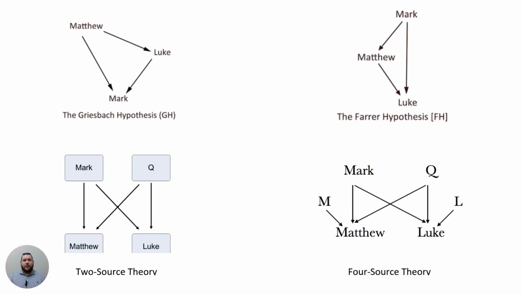Here are the diagrams of the four theories that we've discussed, and you can see with the arrows the different literary relationships that each synoptic author had with the other. You can also see in four-source theory in the bottom right-hand corner there the unique material used by Matthew and Luke labeled M and L.